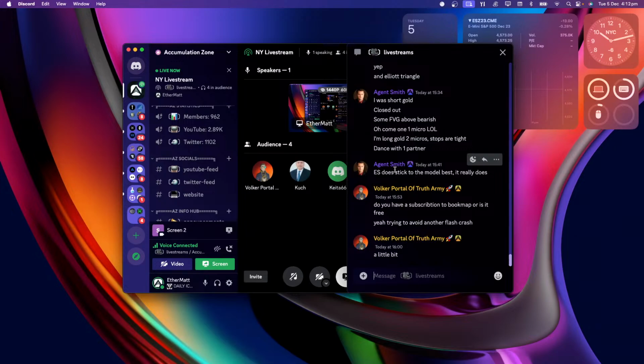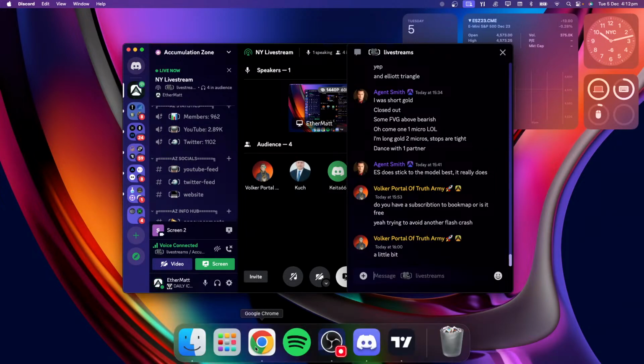Is anyone in a trade right now? Anything interesting that I missed?